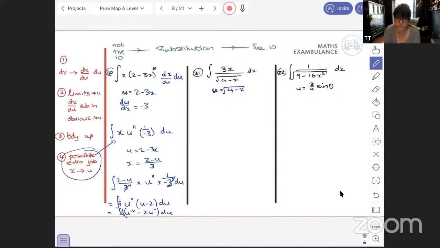You're completely right. Minus a 9th sits at the front. Whoop, whoop. Yep. Okay.